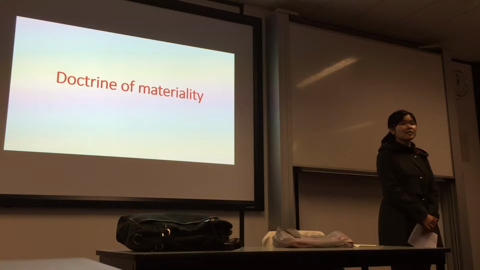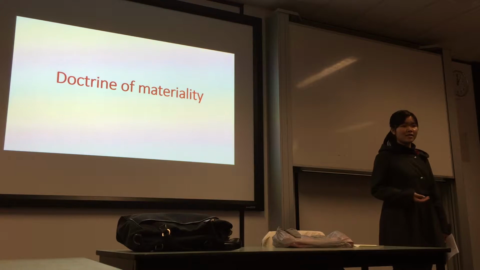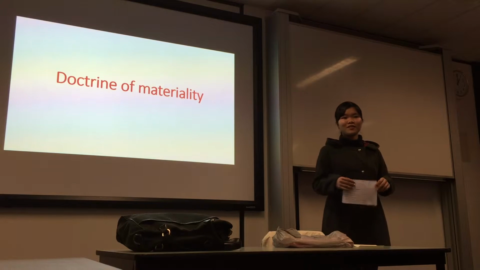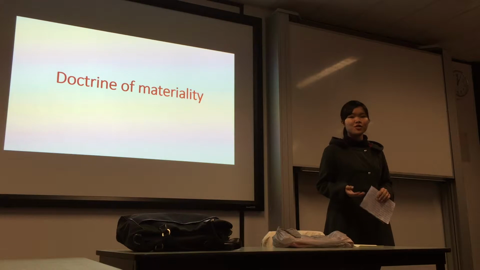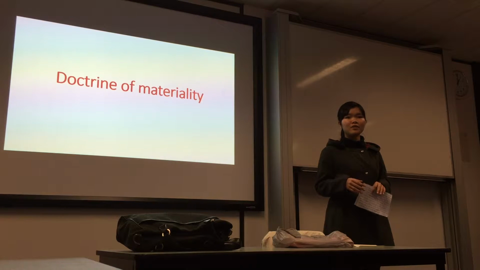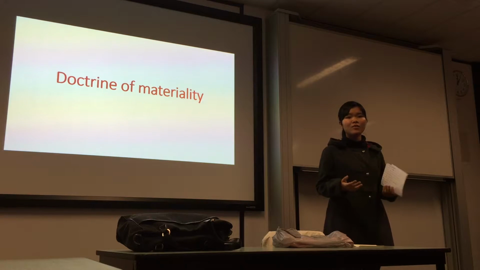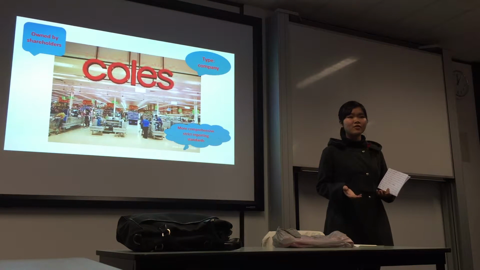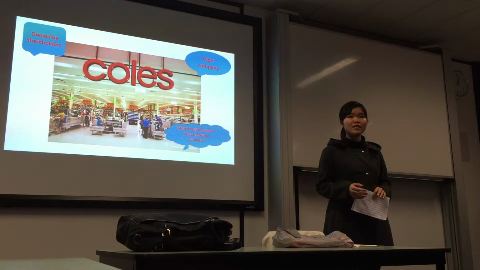Hello everyone, I'm Caroline. Today I'm going to talk about the doctrine of materiality in Coles. Coles is an Australian supermarket. The type of Coles is a company which has limited liabilities, and it has more comprehensive reporting requirements to adhere to. Coles is a large company. It operates 776 supermarkets, and it has 100,000 employees. Together with Woolworths, it accounts for more than 18% of the Australian market.